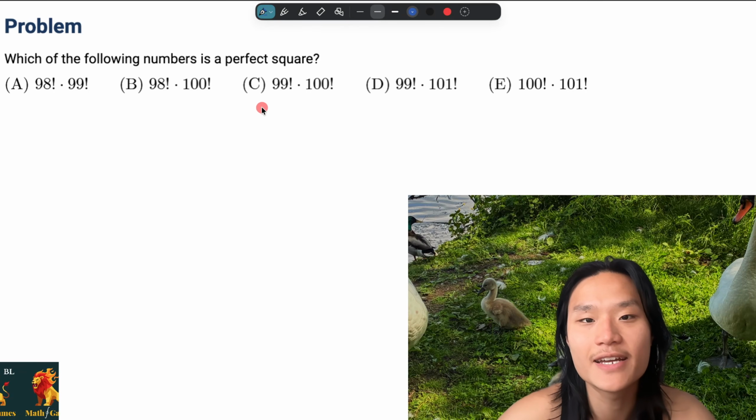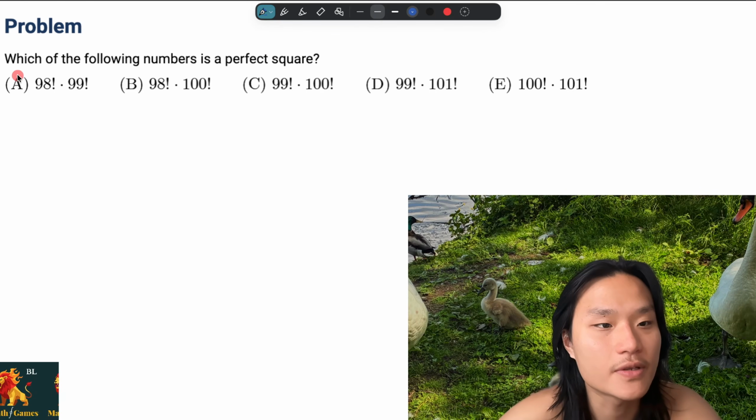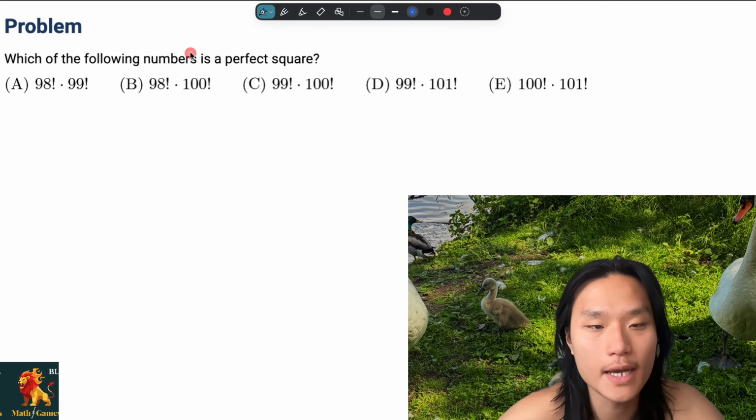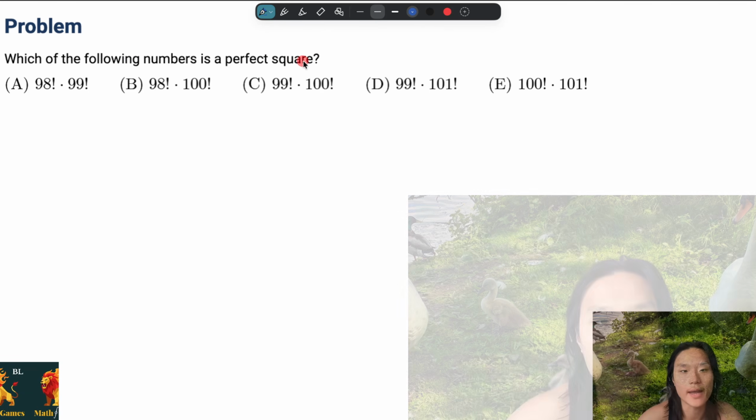Hi friends, it's Barry. Let's solve this algebra puzzle together. Which of the following numbers is a perfect square?